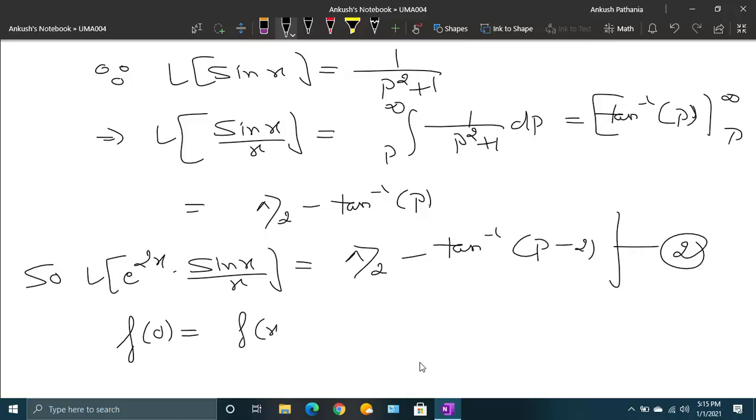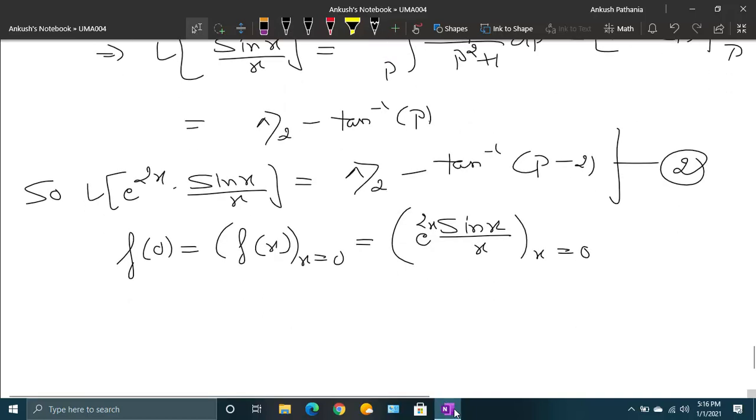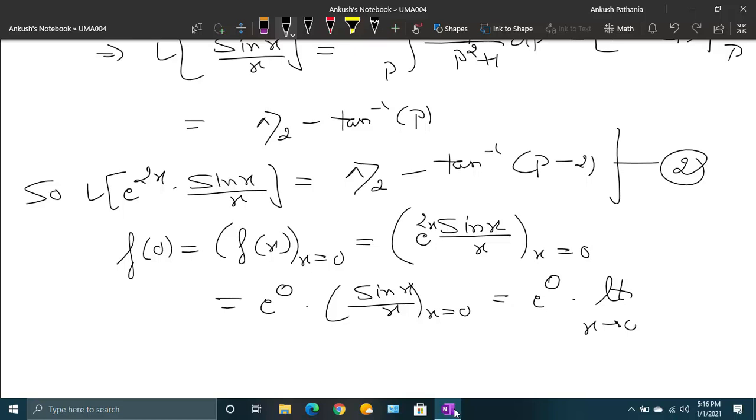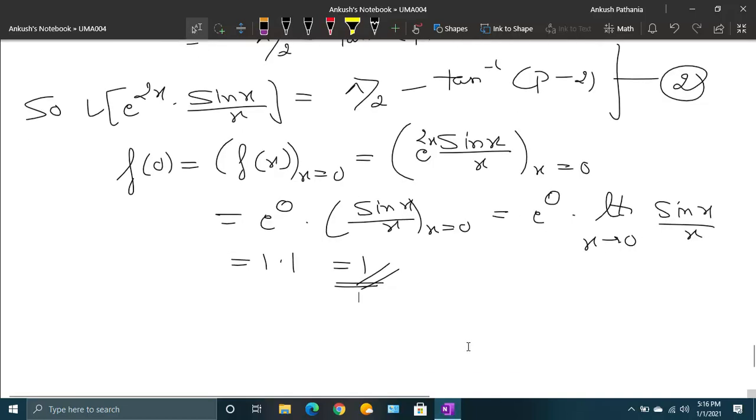The other thing needed is the value of the function at 0, that is the value of fx at x equals 0. fx is e raised to power 2x times sin x upon x at x equals 0. I can write it as e raised to power naught times sin x upon x at x equals 0, which is undefined, so I need to take the limit as x tends to 0 of sin x upon x, and that is 1. So this is 1 dot 1 equals 1. This is the value of f0, the function's value at x equals 0.